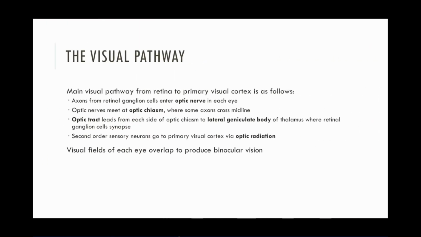We're going to take over from that optic nerve, and where does it go? So main visual pathway, axons from the ganglion cells enter the optic nerve in each eye. I'm just describing what I'm going to be talking about. We're going to draw it out in a second. Optic nerves meet at that optic chiasm, where some axons will cross the midline. So the optic chiasm.